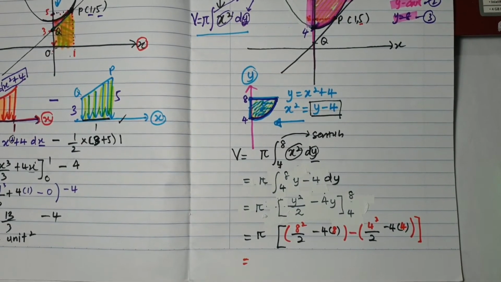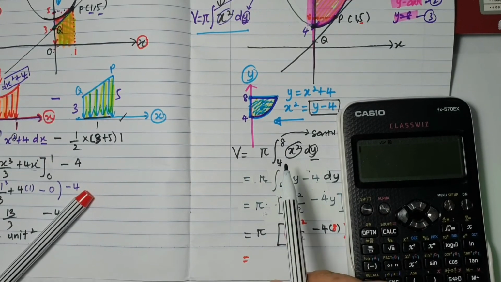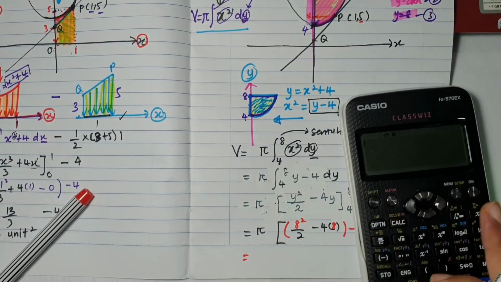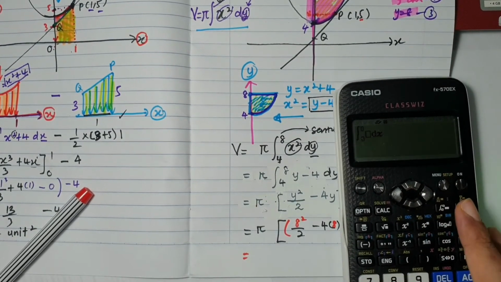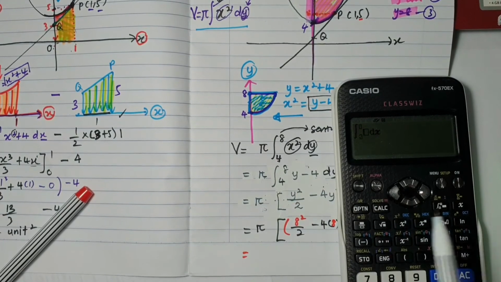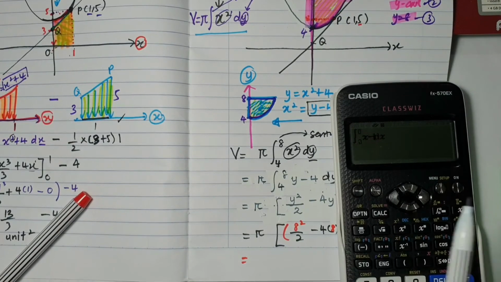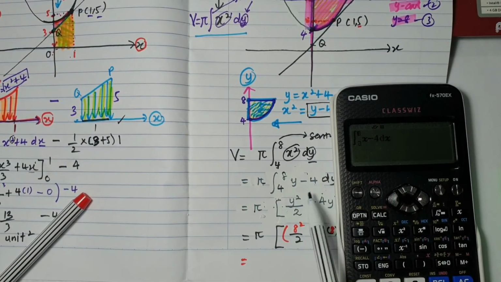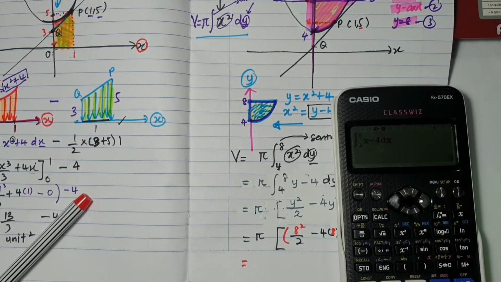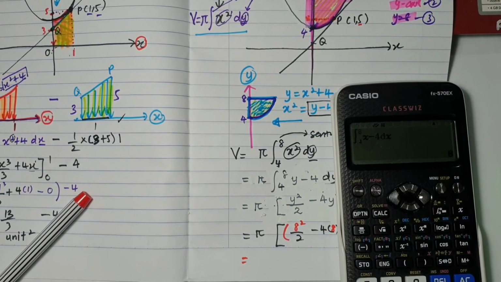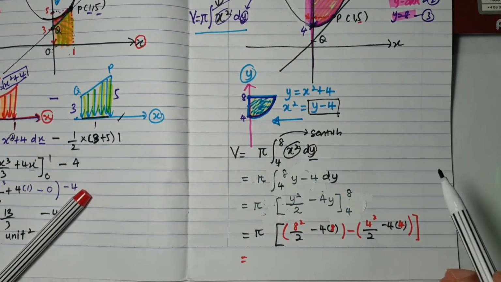Before that, let's check using the calculator what the answer actually is. Key in the original function, y minus 4, using x to represent y. Put in the upper limit 8, lower limit 4. The answer is supposed to be 8. Let's see if we get 8 or not. It is 8 pi, because pi is outside of the bracket.